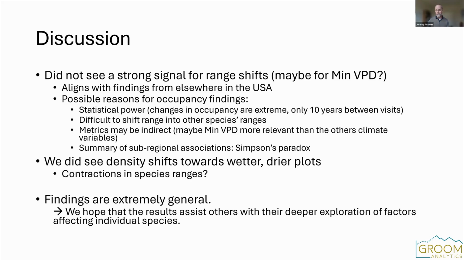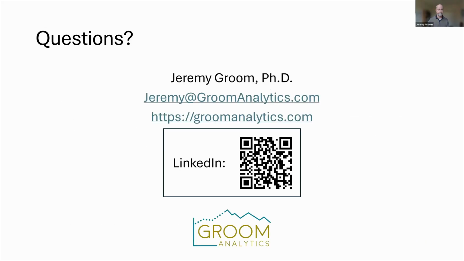We did see density shifts towards wetter and drier plots. And that's a little concerning because if that is so, then this could be evidence that there are contractions in species ranges. That is, they aren't maybe shifting their ranges, but they could be shifting within their ranges. So these findings are extremely general, and our hope is that the results assist others with their deeper exploration of individual species. And I'd be happy to take any questions.